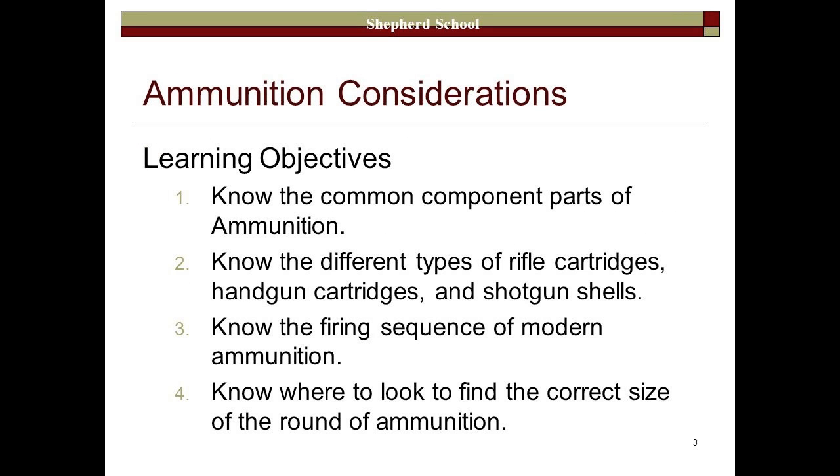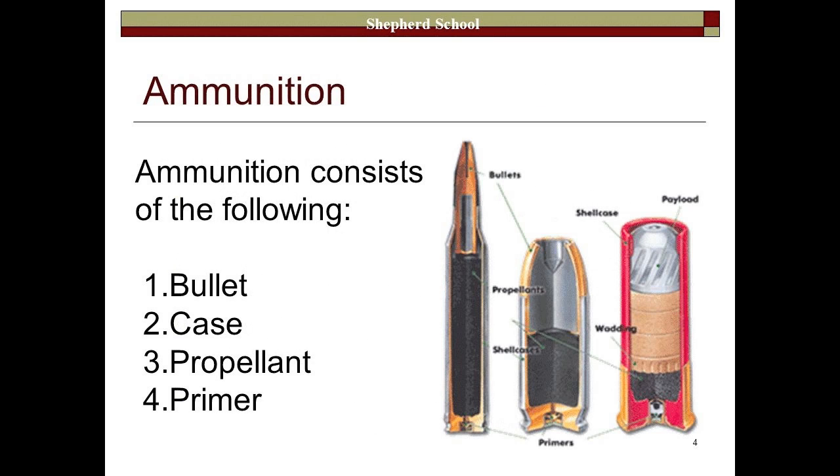Alright, today we're going to talk about ammo. We're going to talk about the component parts of ammunition, different types of ammunition, the firing sequence of modern ammunition, and then where to look to find the correct size of ammunition that you need for your firearm. All modern ammunition consists of the following: a bullet, a case, propellant, and the primer.